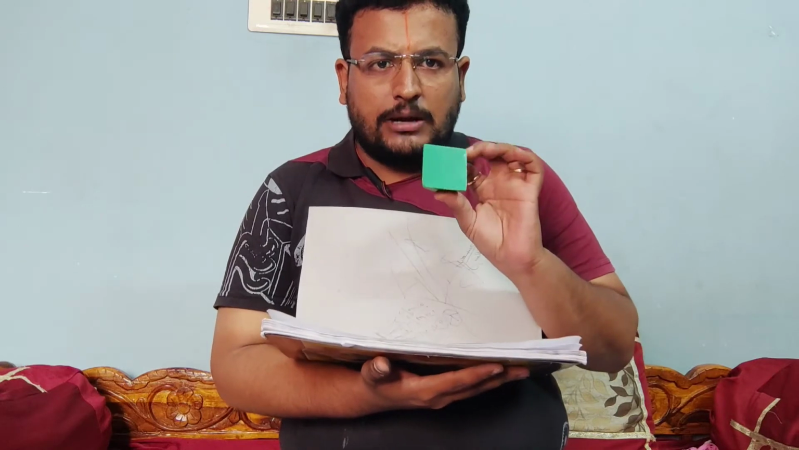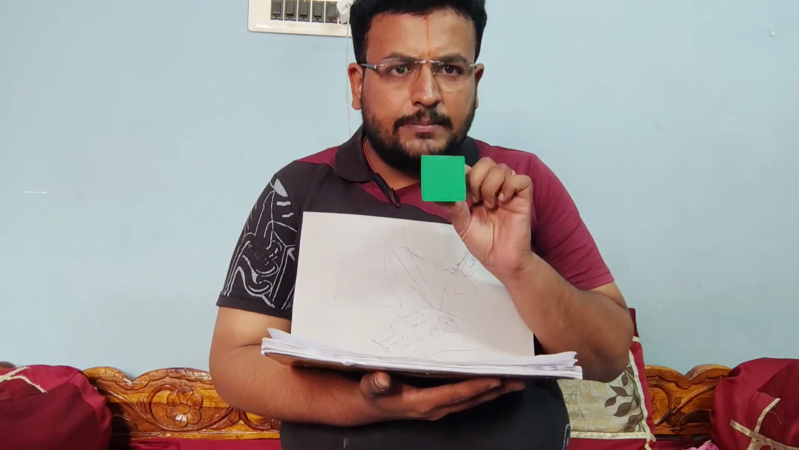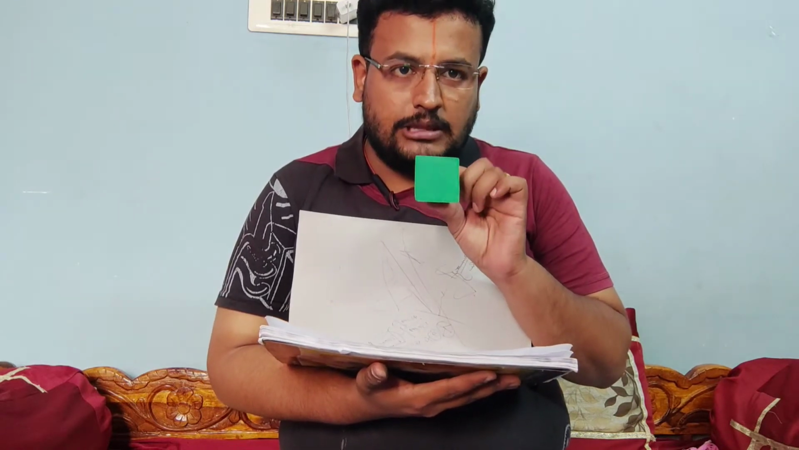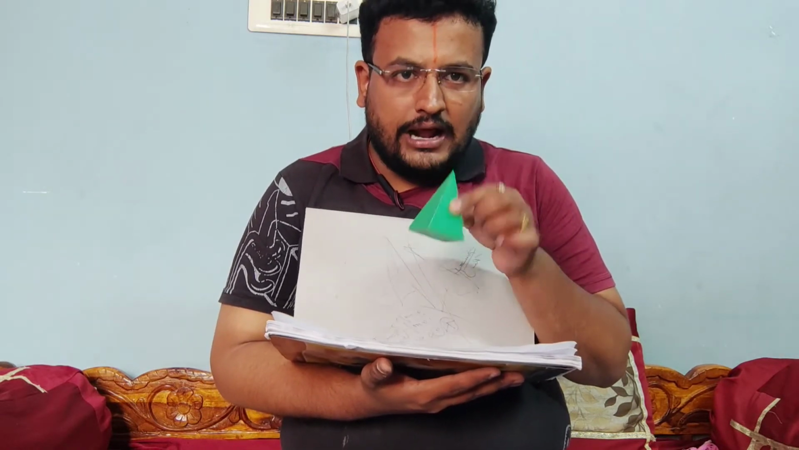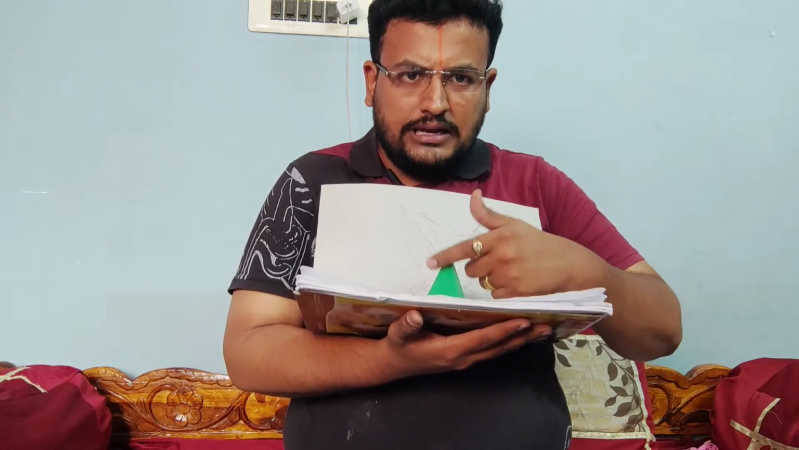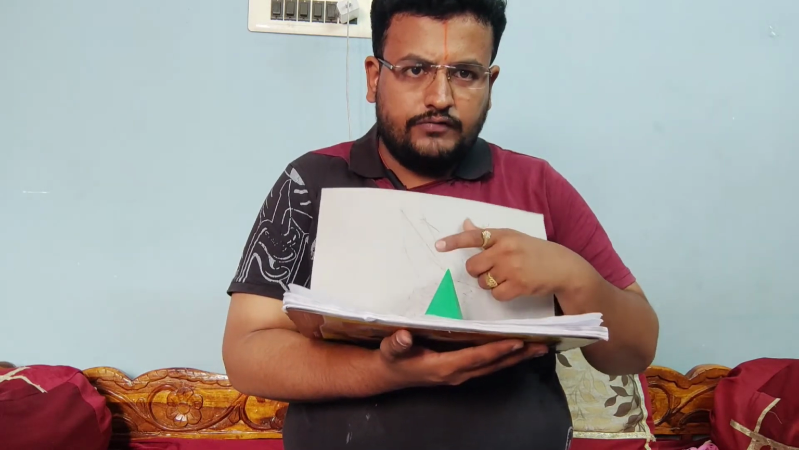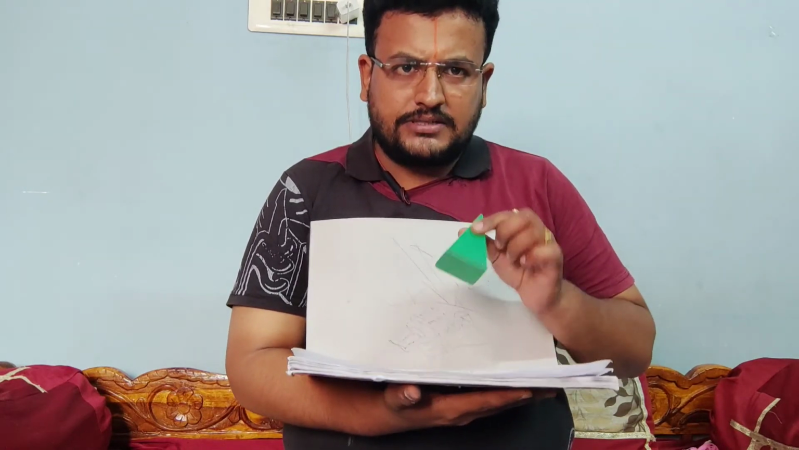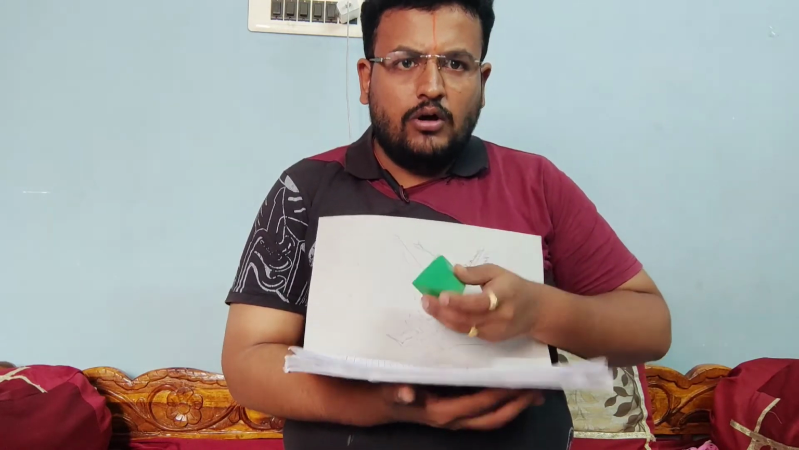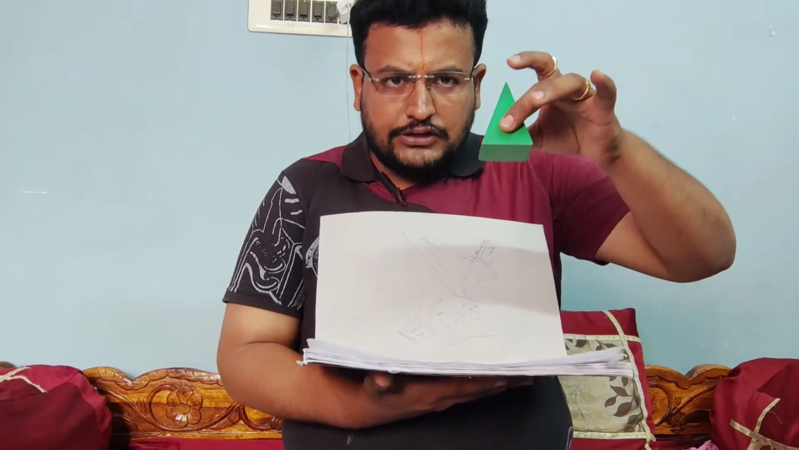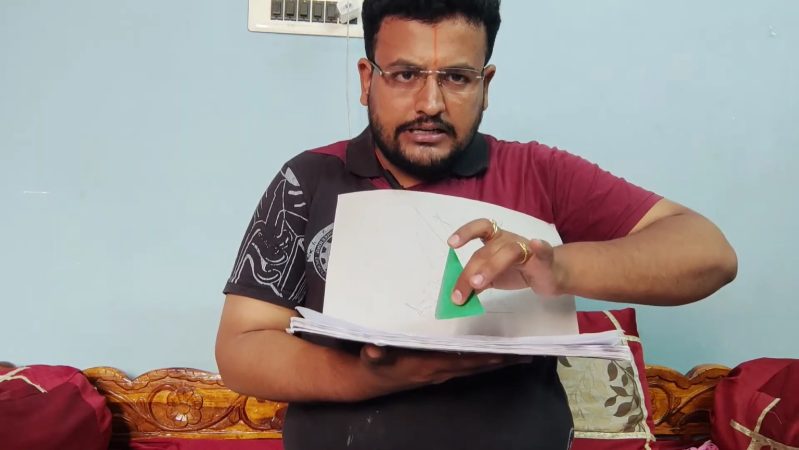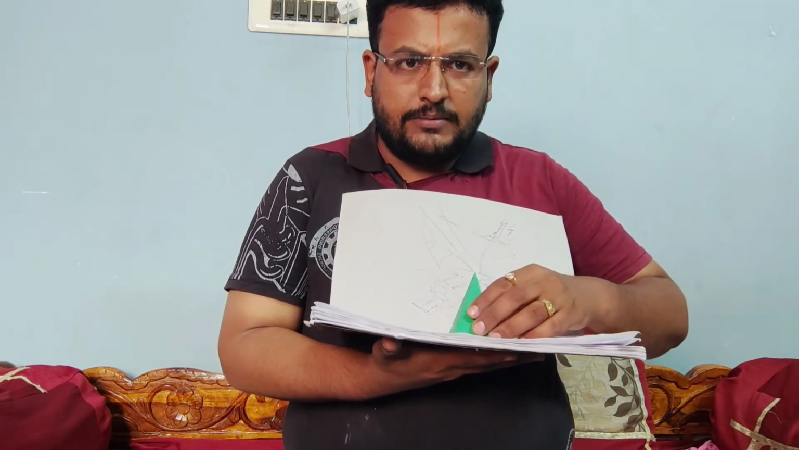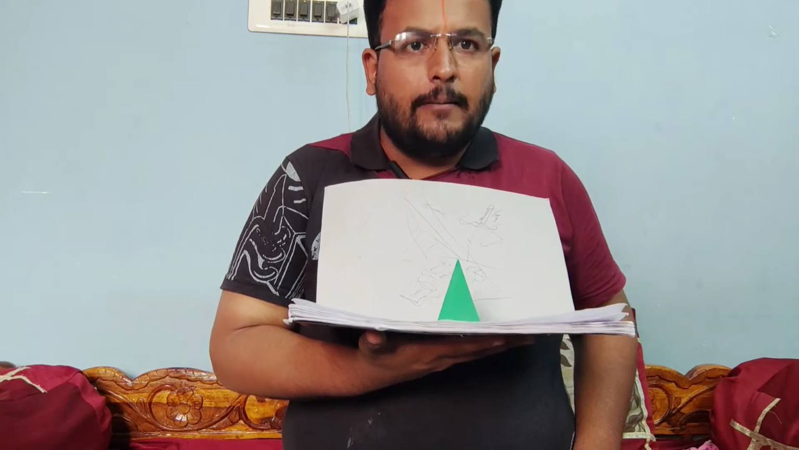Now, with your observation, you can notice what is the base for this pyramid. The base for this pyramid is a square, and you can also notice that all the lateral surfaces of this pyramid are triangles. Therefore, 100% it is a pyramid. Now, suppose I assume this pyramid is resting on HP with its base.